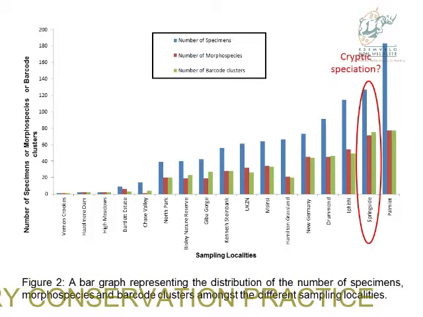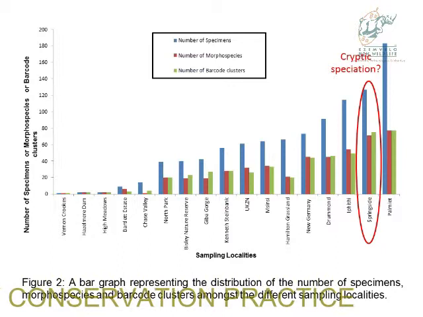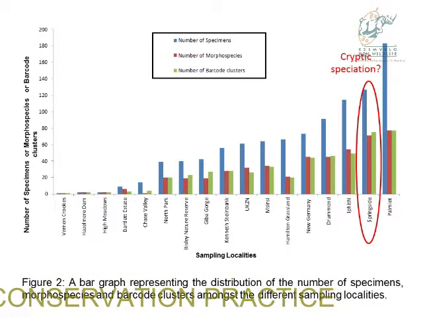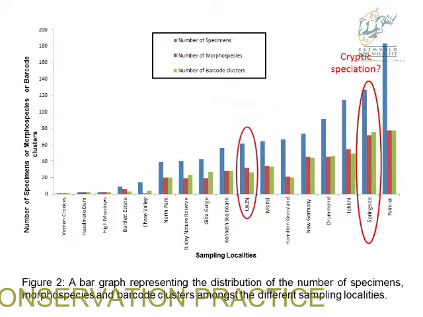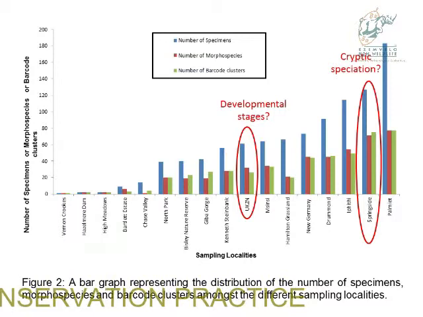So you can see that the number of morpho species and the number of barcode clusters are comparatively similar. But if you look here in Springside, the number of barcode clusters exceeds the number of morpho species. I spoke about cryptic speciation before. This could have been due to cryptic species. Then we have a look at the UKZN area. The number of morpho species exceeded the number of barcode clusters. This could have been due to developmental stages, and now I will get to that.